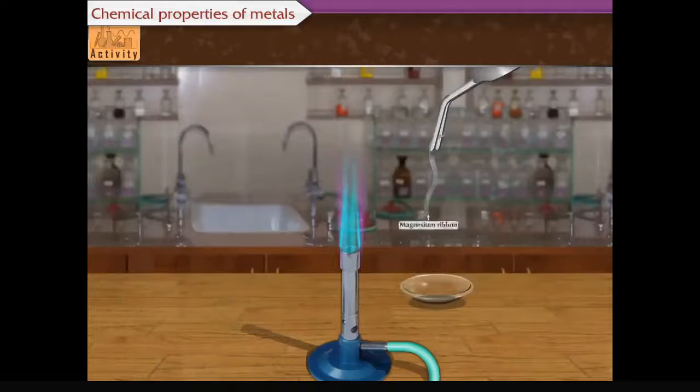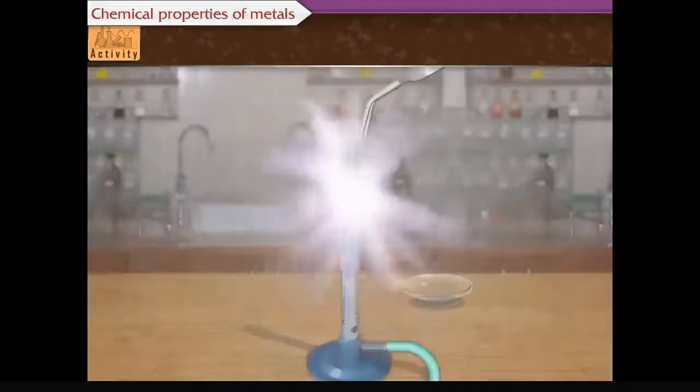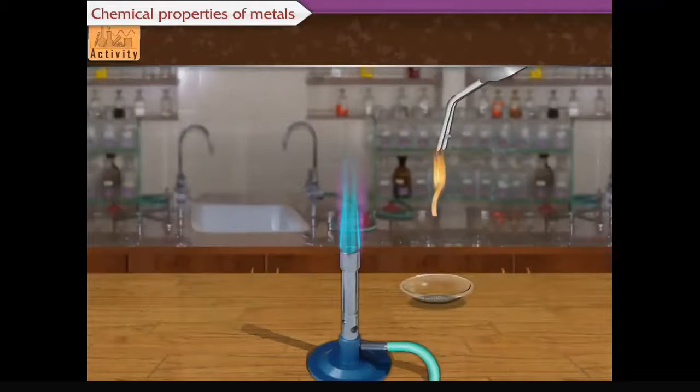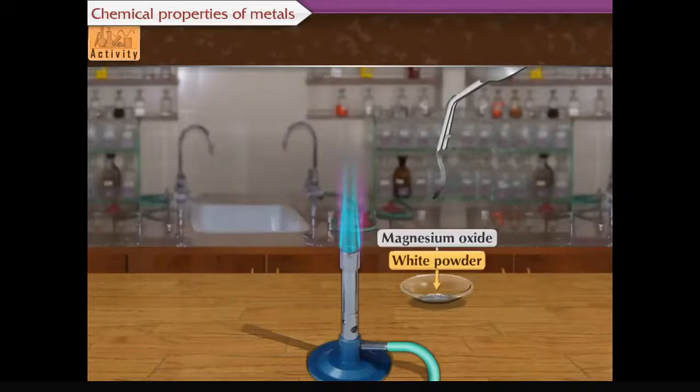Now, heat the magnesium ribbon. The magnesium ribbon burns vigorously in air, producing a bright light, and a white powder is also formed. The white powder formed is of magnesium oxide.